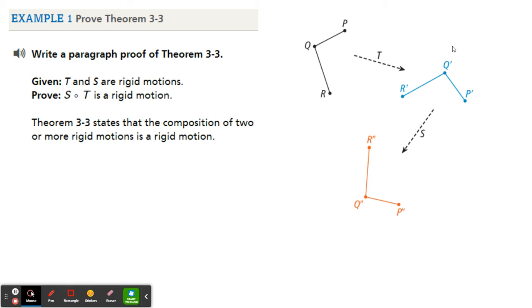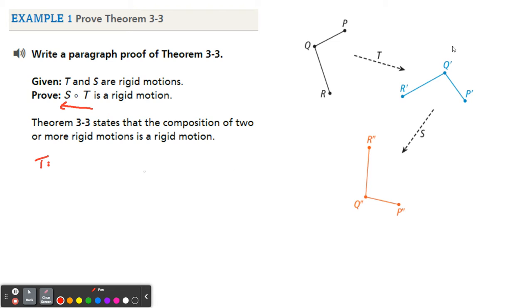All right, so it says write a paragraph proof of theorem 3.3. Given that T and S are rigid motions, prove that the composition of S and T is a rigid motion. We're going to do something very basic here, so please follow along. We're going to start with T, because remember, when you do a composition, you go backwards. So let's start with T.